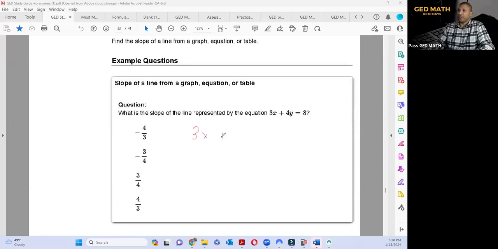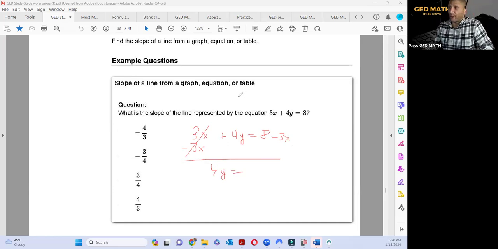3x plus 4y equals 8. They want you to subtract 3x from both sides. The 3x cancels. You have 4y equals. Now I'm going to reorder these. Why am I going to reorder them? Because I want my equation to appear in slope-intercept form, y equals mx plus b. So I'm going to put my minus 3x first and my plus 8.